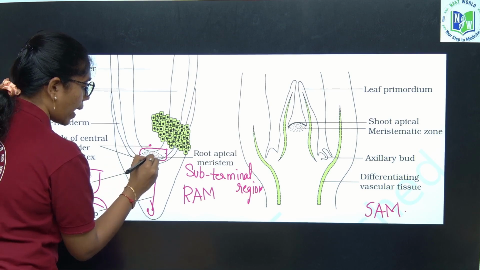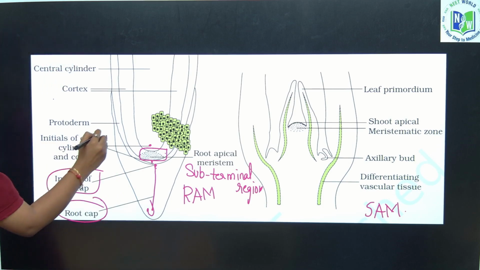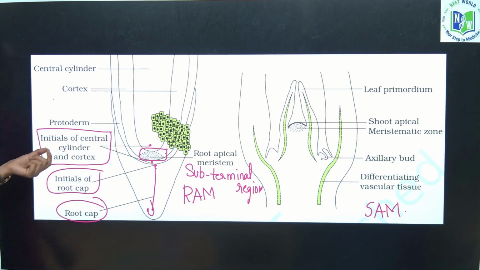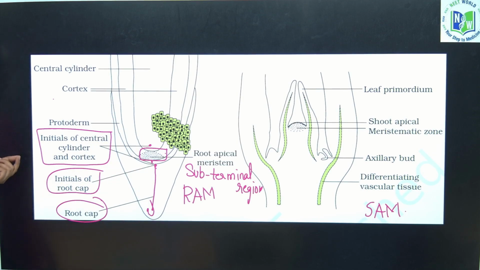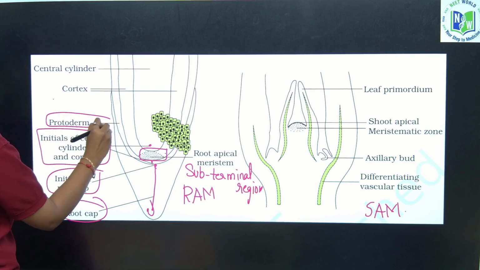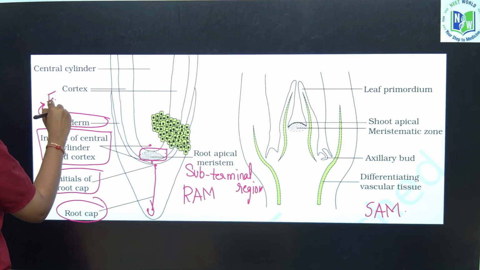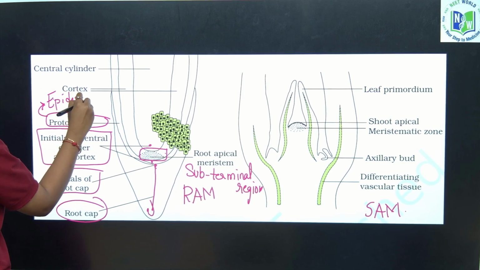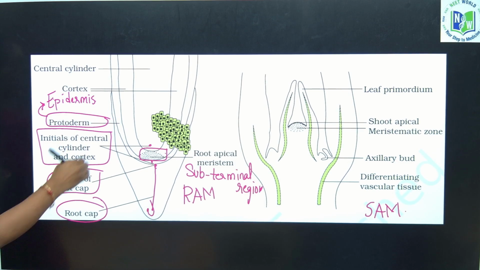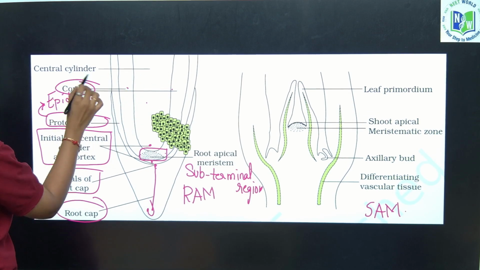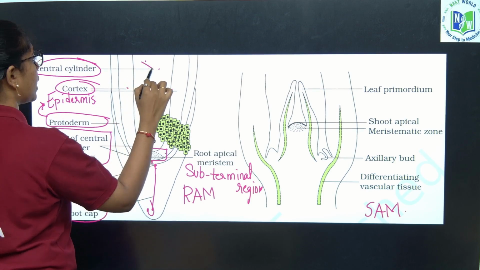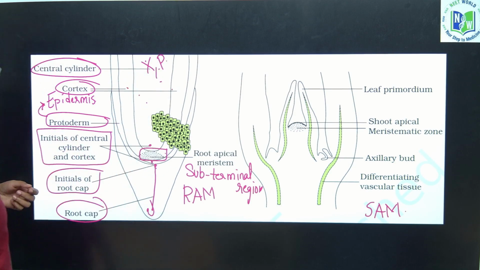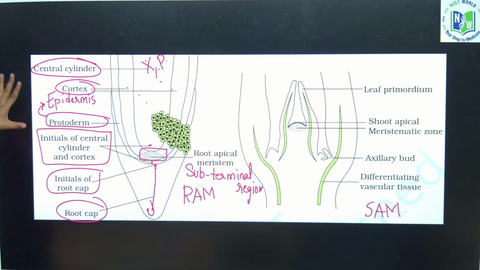Just above and below, closer to the root apical meristem, you find the initials of the central cylinder and cortex. Over it you have protoderm, which later matures to epidermis or epiblema. At the peripheral sites you have cortex, and in the center you have the central cylinder, which has conducting tissues like xylem and phloem. This is all about root apical meristem.